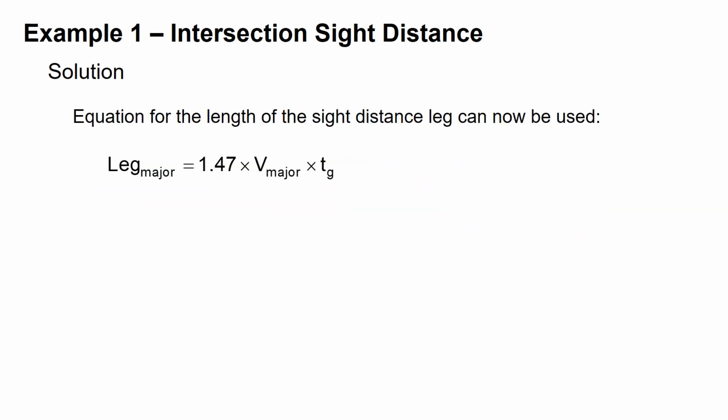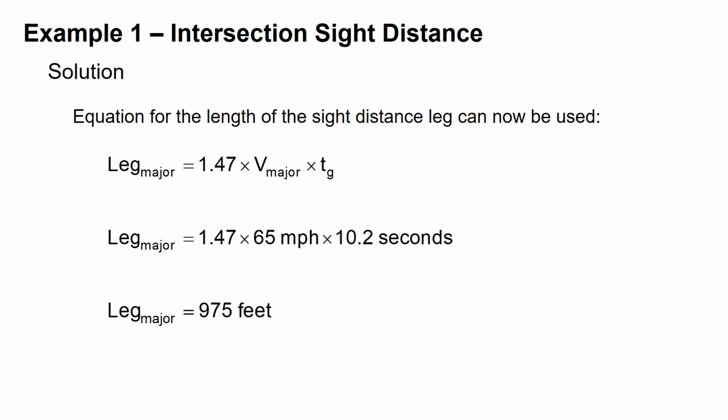Now we can calculate the length of that leg on the major road: 1.47 times our design speed times our time gap. So that's 1.47 times 65 miles per hour times 10.2 seconds. Gives us a length of 975 feet.